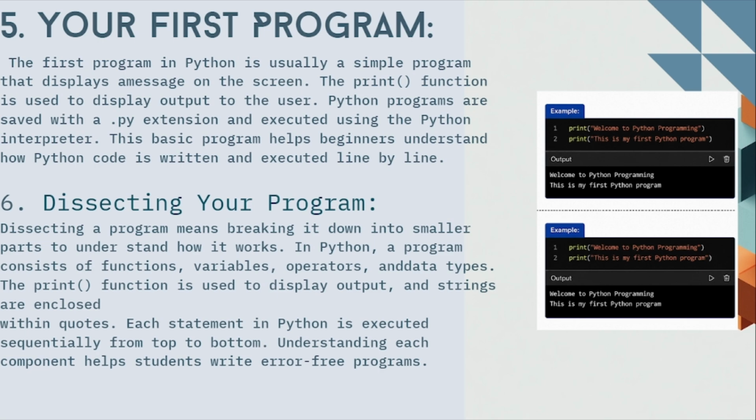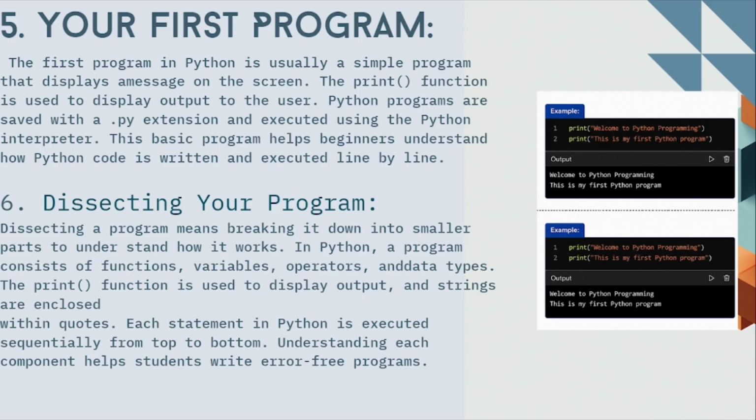Next, dissecting your program. Dissecting a program means breaking it down into smaller parts to understand how it works. In Python, a program consists of functions, variables, operators, and data types. The print function is used to display the output, and strings are enclosed within quotes. Each statement in Python is executed sequentially from top to bottom. Understanding each component helps students write error-free programs.